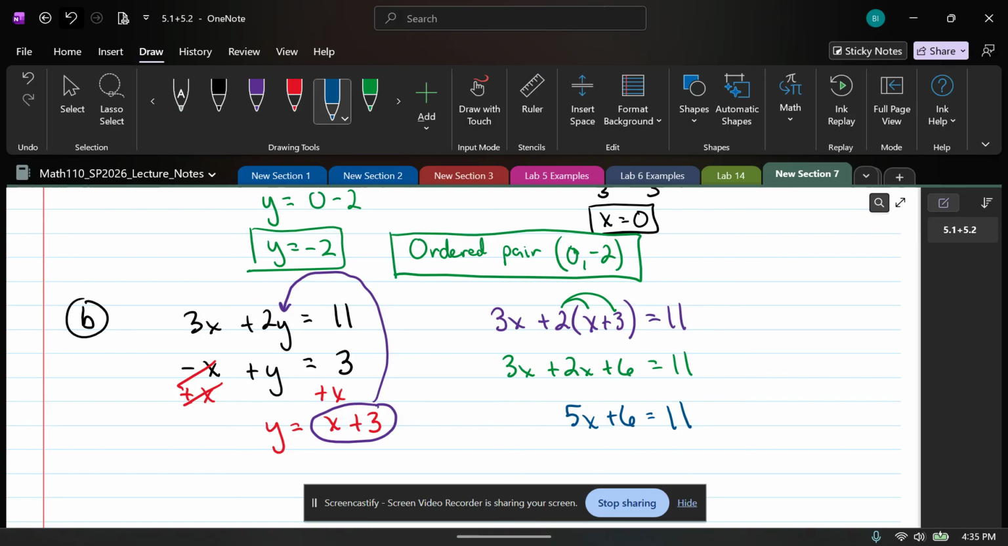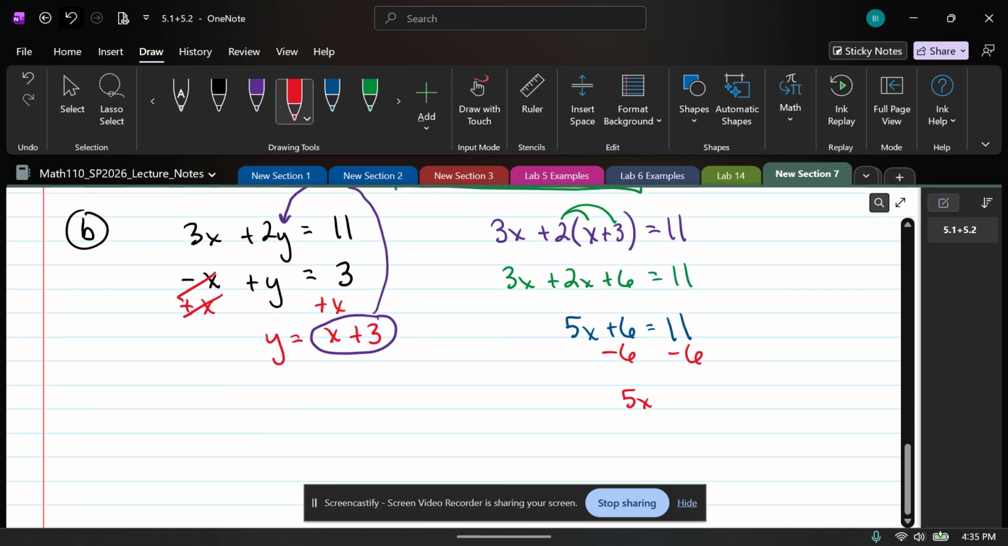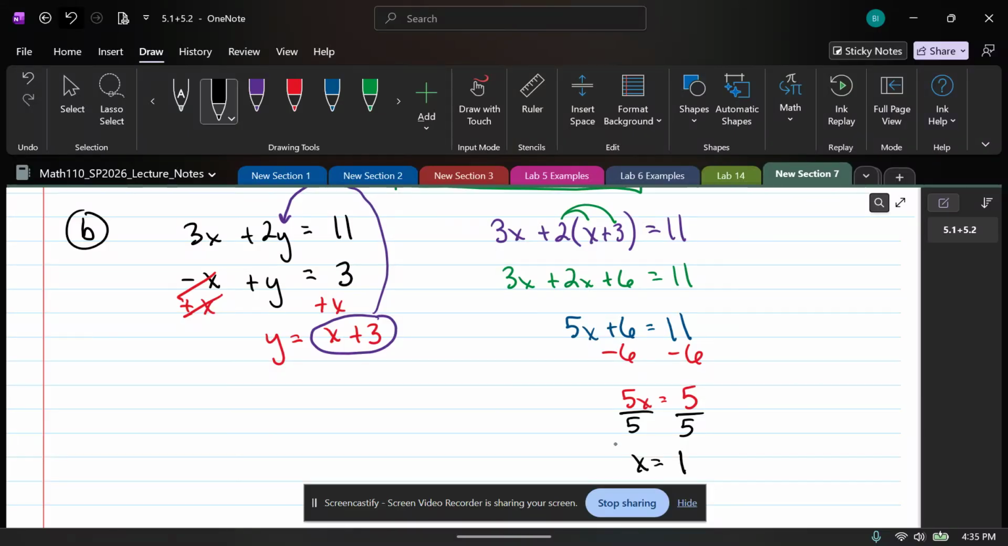What's the next step? Subtract 6, yes. So that's going to be 5x is equal to 5. One more step. Ooh, that works out nice. X is equal to positive 1.